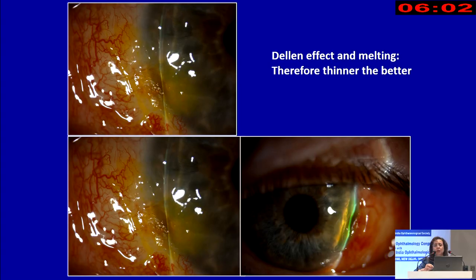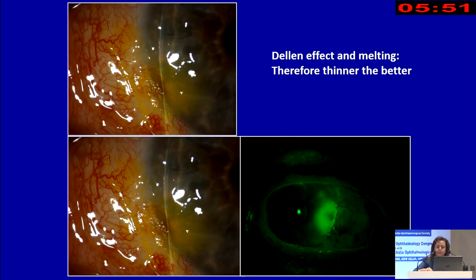It is important when you're doing your autoconjunctival graft that the graft is very thin. Otherwise, if it's too thick, then you can get a Dellen effect and you can get more inflammation, which can promote recurrence, like in this case.